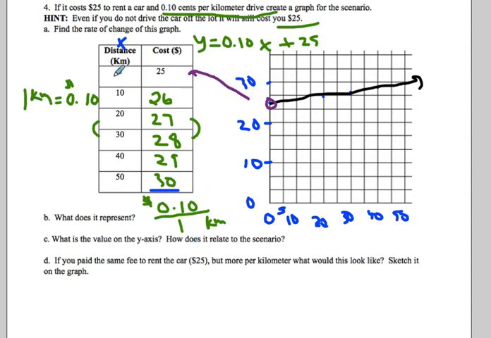What does that relate to? Well, if you go 0 miles, you get charged 25 bucks, or kilometers if you don't drive it off the lot. 0 kilometers is still going to charge you 25 bucks. If you paid the same fee for the car rental, but you paid more per kilometer, what would the graph look like? Well, if you're getting charged more, it's going to be increasing. You're going to get charged more per mile. It's going to have a steeper slope.